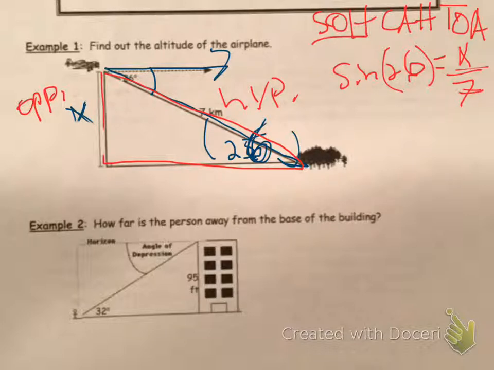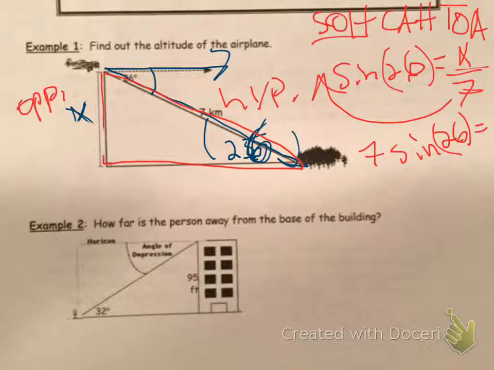From there, I'm going to multiply. If you remember our saying, if it's up high, you multiply. So I'm going to move that 7 over. This becomes 7 sine 26 equals x. If I plug that into my handy dandy calculator, 7 times the sine of 26 equals about 3.1.